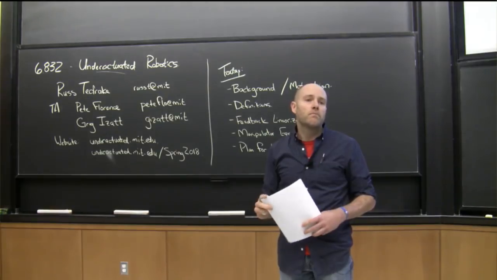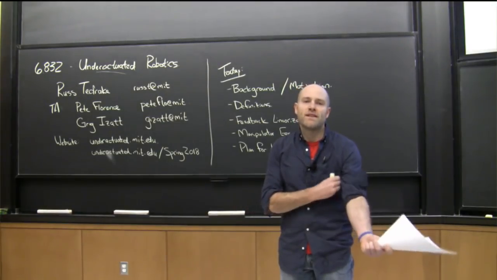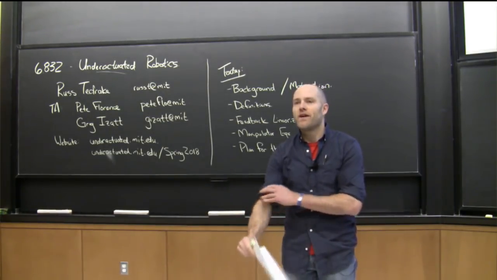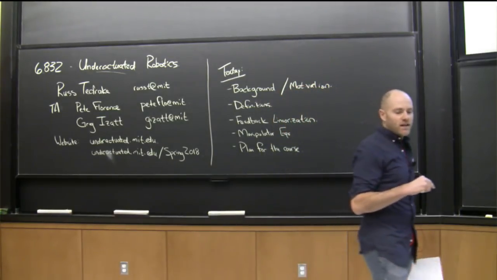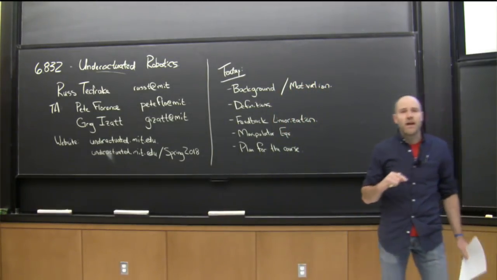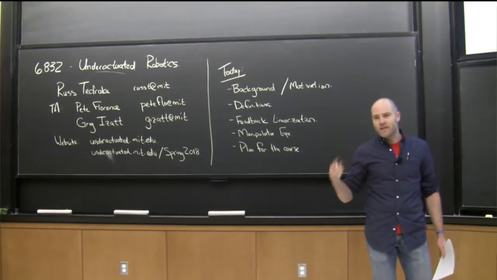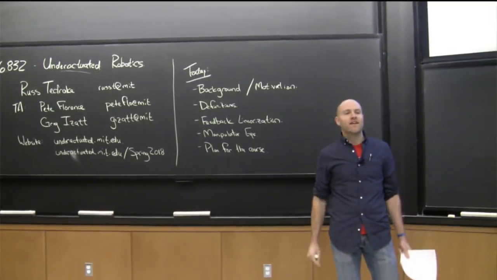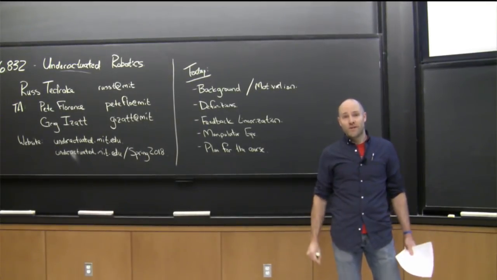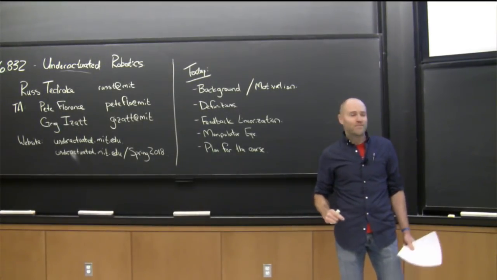All right, so I thought the right way to start would be to tell you how I got to thinking about underactuated robotics when I got here. So I came to MIT. I ended up as a grad student. I had been in computer science, computer engineering. I always wanted to do robotics. I got here, and there were some great robotics labs. One of them was the Leg Laboratory, which is an extremely famous lab, right?